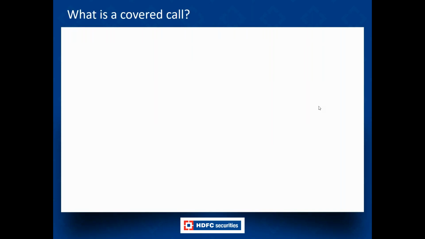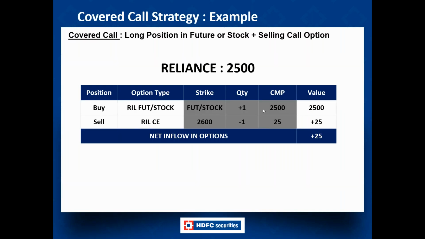So here, suppose you have bought one future or stock of Reliance at 2500 rupees, and simultaneously you are selling a Reliance call option of 2600 strike price at 25 rupees. So you will be getting 25 rupees as an inflow to you because you are selling a call option.